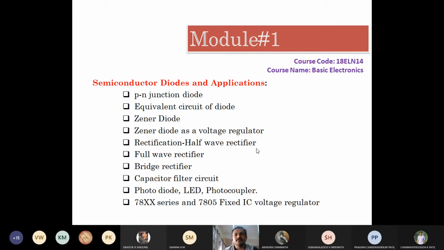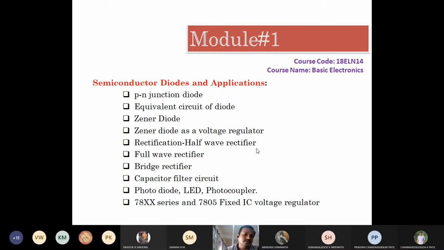So let us begin with the syllabus. It is module number 1, semiconductor diodes and applications. Once again, we have a recap of the PN junction diode. I hope you learned PN junction in first semester or maybe first year or second PUC. So let us have a recap of this one. Module 1 is going to cover these concepts about semiconductor diodes and its applications.